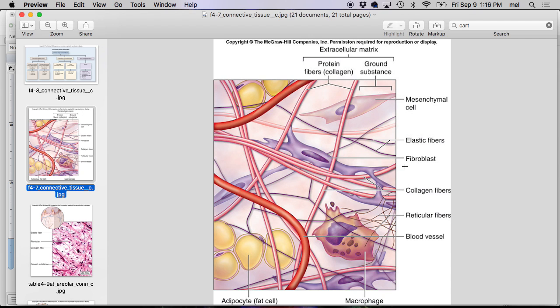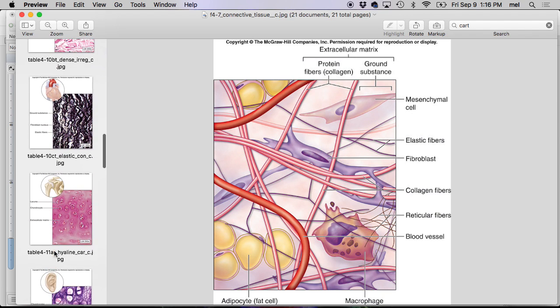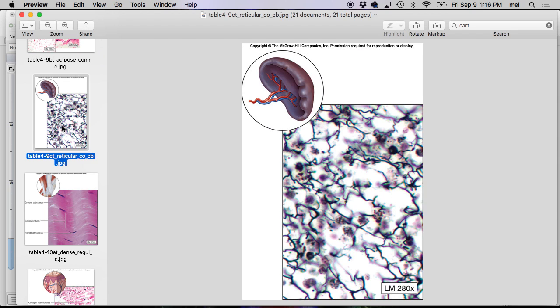Now, they are present in a lot of tissues, but the only tissue you can label them in is this one right here. That looks like a hairnet, doesn't it? What tissue is this? That is reticular connective tissue, exactly. So they're present in a lot of tissues, but they only stain in this one because it's really difficult to get that teeny tiny fiber to stain.